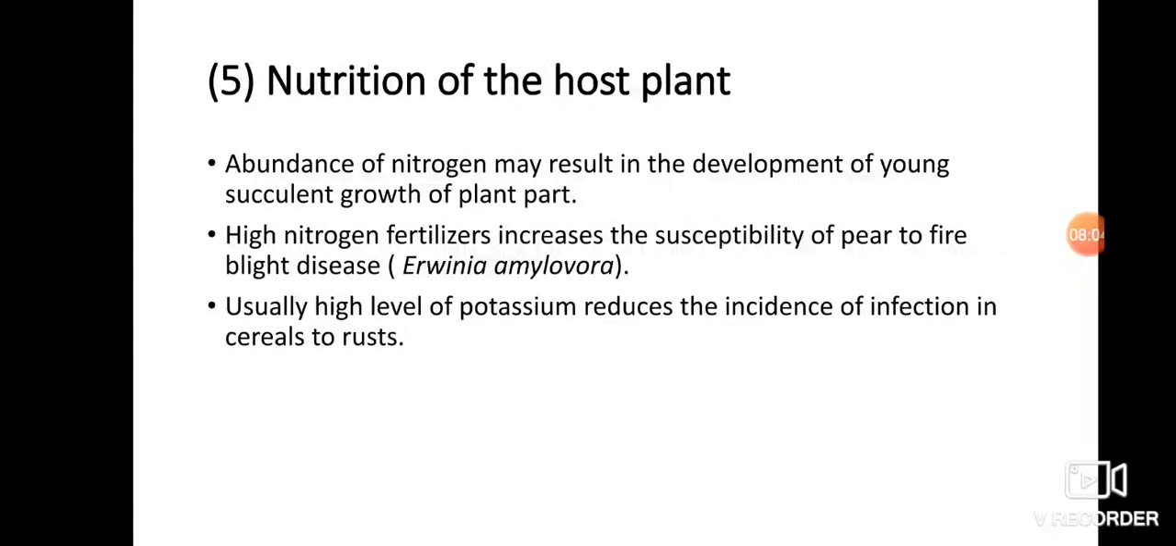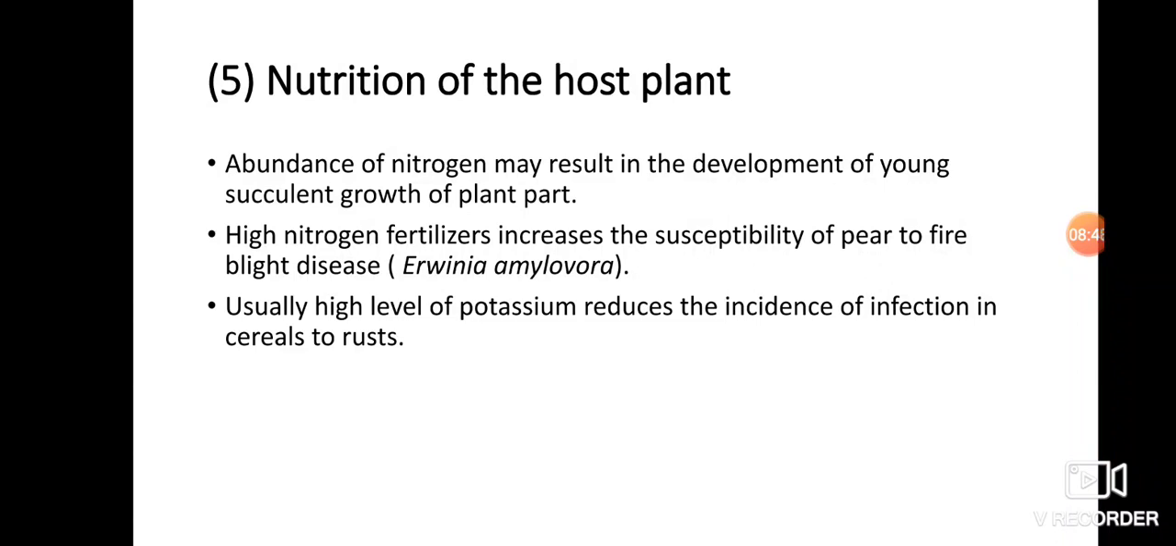Next environmental factor is nutrition of the host plant. The growth and development of the host plant depends on the nutritional availability. Plants receiving balanced nutrition are more capable of protecting themselves from new infection. For example, abundance of nitrogen may result in the development of young succulent growth of plant parts. It prolongs the vegetative period and causes delay in the maturity of the plant. This makes it more susceptible to the pathogens which prefer to attack such tissues.